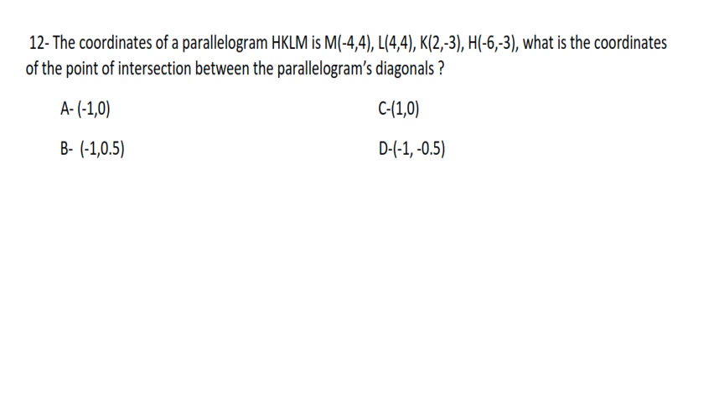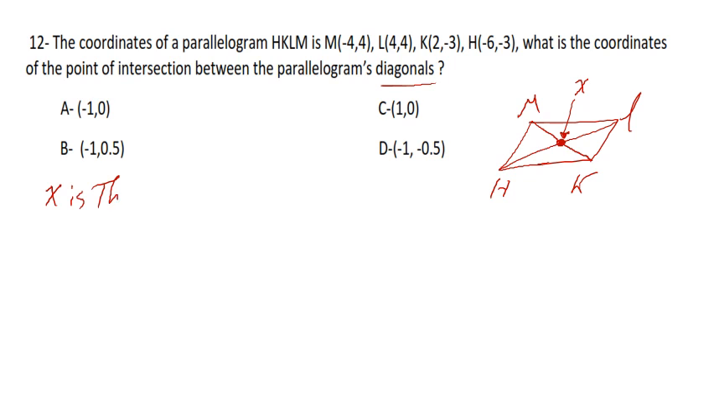Find the coordinates of the intersection of the parallelogram. The given is the coordinates of the parallelogram HKLM. What are the coordinates of the point of intersection between the parallelogram's diagonals? We know that the intersection point of the diagonals bisects each of them. So let's assume that the point is X here. X is the midpoint of MK or HL.